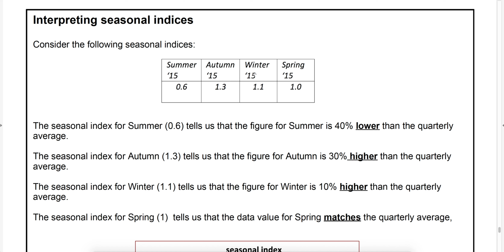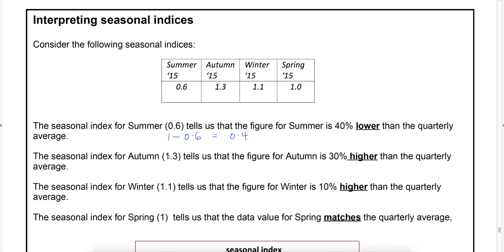What it means is that just by looking at the 0.6, I know that summer is below the average. So if you're looking at seasonal indices that are below 1, what you're looking at are figures, or the data itself for that particular season, is below the average. We can even see it as a percentage. It's 40% below the quarterly average. Now, how do I know that? Well, if you go 1 minus 0.6, it means that it's 0.4 below the average. So it's 40% below.